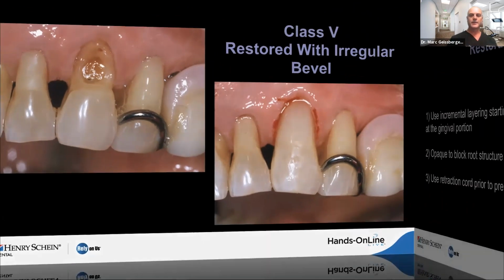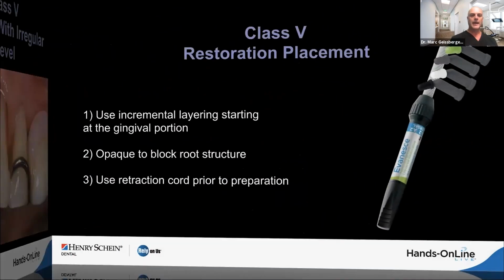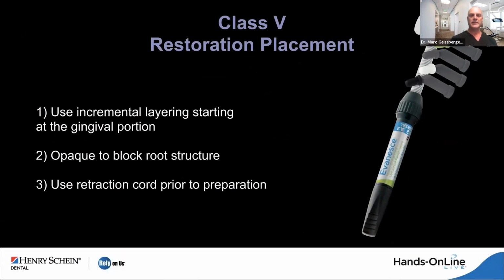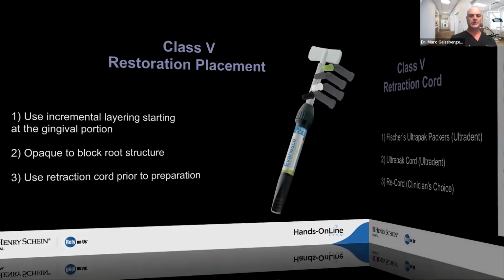So when we talk about the technique, I'll use incremental layering, whether it's with a flowable or a conventional composite. If I have a very dark root, sometimes I'll consider an opaquer to block that out. And I'll use retraction cord prior to the preparation to get me that little gingival retraction.